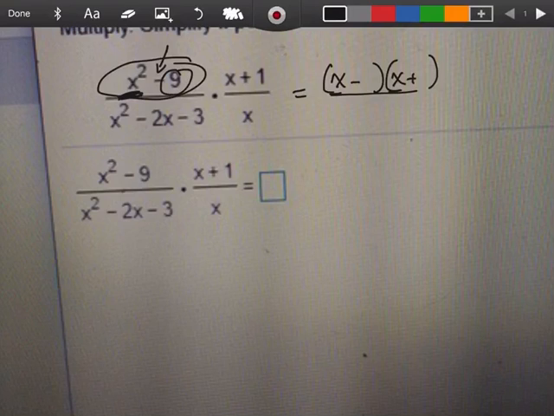And then since the second number is 9, the question I have to ask myself is what times what gives me 9? So 3 times 3. Again, one is always negative, one's always positive, okay?